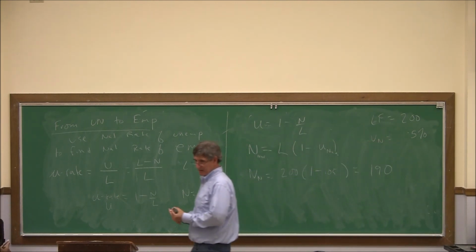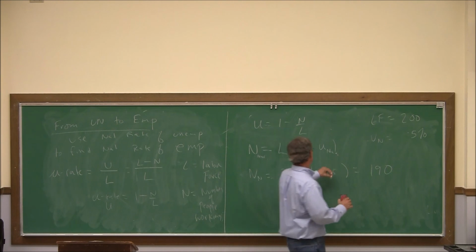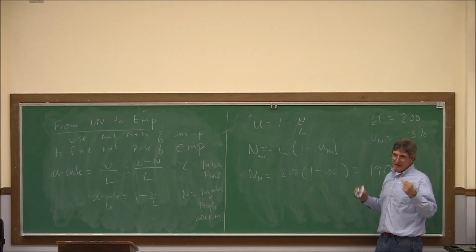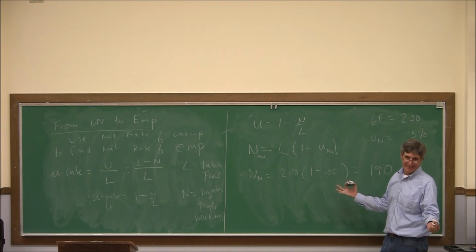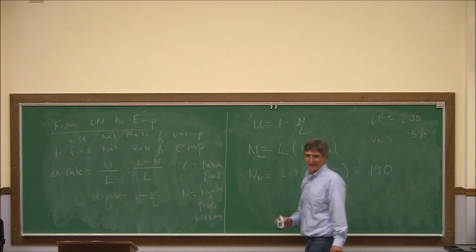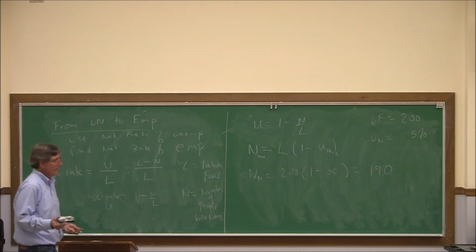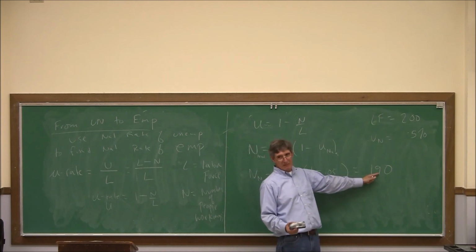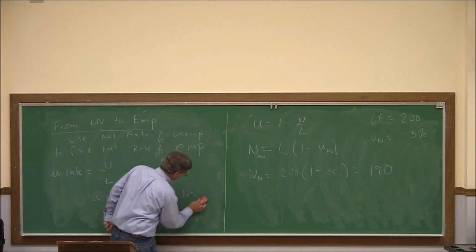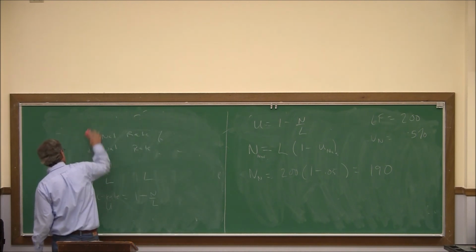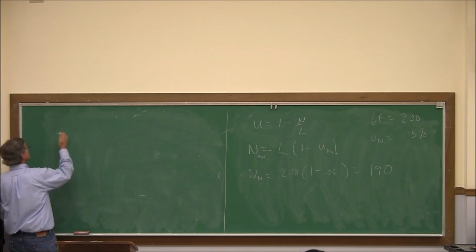So then that would be the natural rate of employment. The natural rate of unemployment is 5%. We could find the natural number of unemployed too. It's 10. So you could also talk about the natural number of unemployed. That's 10, and the number of people working is 190.